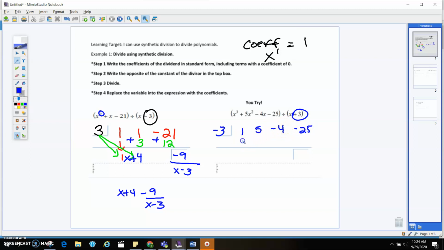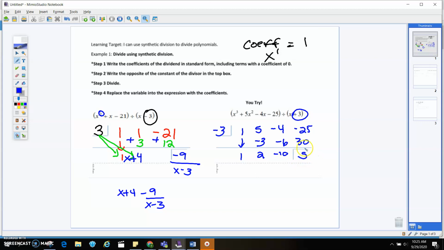Now I'm going to bring down this first term. I'm going to multiply negative 3 times 1. I'm going to add going down, so 5 plus negative 3 is 2. I'm going to multiply, add, multiply, and then add one more time. Normally, whatever this last number is, that's going to be your remainder.